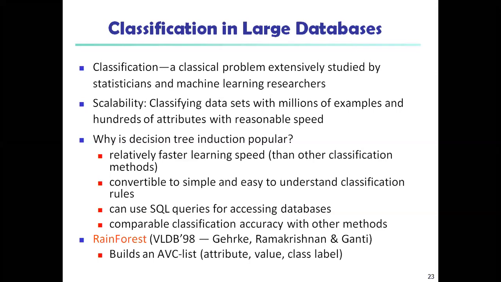ELDB 98. Here in the rainforest, mainly we have to represent the AVC list. That is, AVC means attribute, value, and class label. That is simply called the AVC list. So this is the AVC list we have to represent in RainForest, classification in large databases.